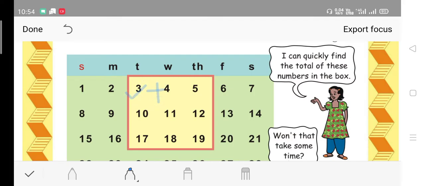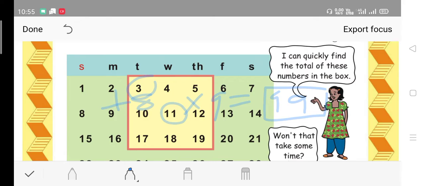That is 3 plus 4 plus 5 plus 10 plus 11 plus 12 plus 17 plus 18 and plus 19. If you add them, your total will definitely be 99. So the shortcut is what we have just done. If you take the smallest number and add 8 to it, your answer is always the middle number. And if you multiply the middle number by 9, your answer is 99. So this will be the total of all the numbers in the box.